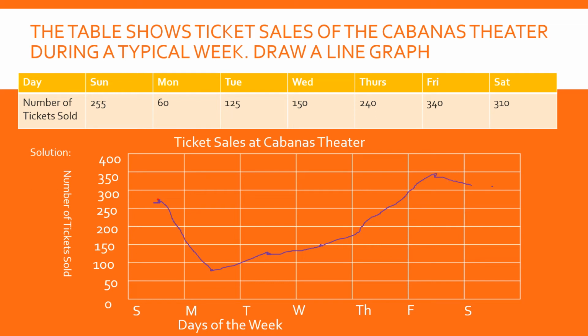So the line graph tells us that the biggest ticket sales were during Friday and Saturday. That means the weekend. So they have the highest ticket sales in Cabanas Theater. Maybe because on weekends there are a lot of people watching a theater.